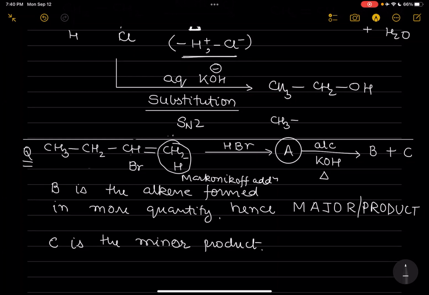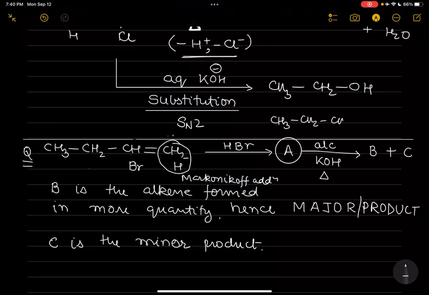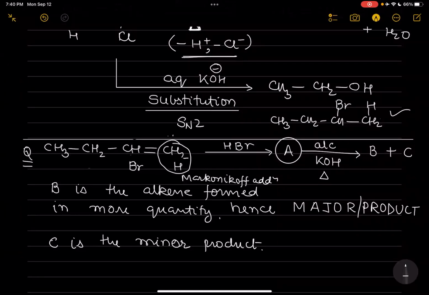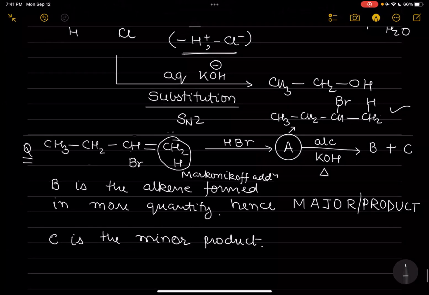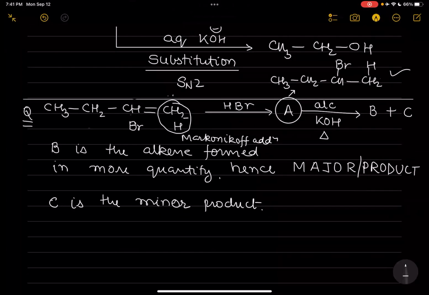And it is CH3, CH2, CH, CH3, with H and Br added. I have shown it separately, but no need to show it, just to bring your attention. This is the final product. This is 2-bromobutane. That is the structure of A. Okay, 2-bromobutane, right?